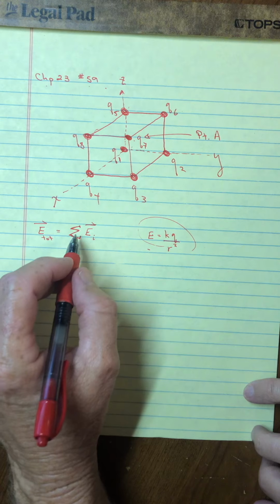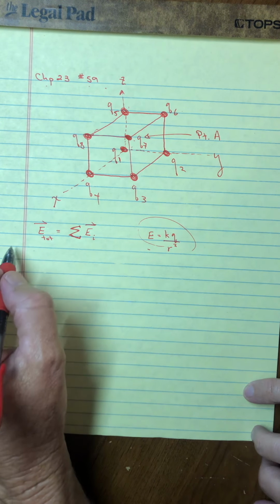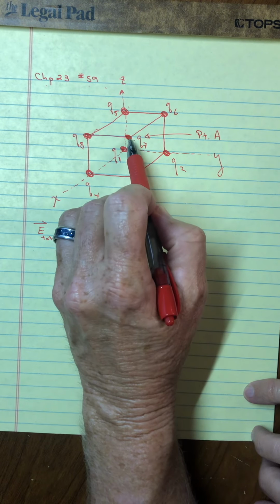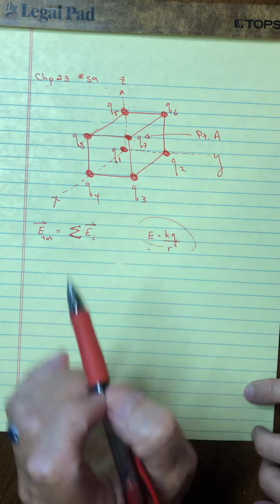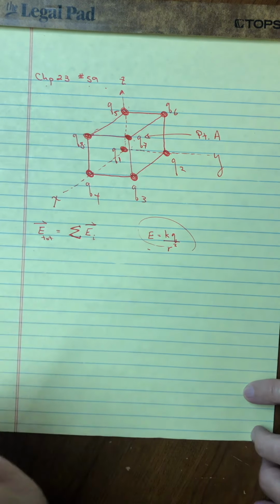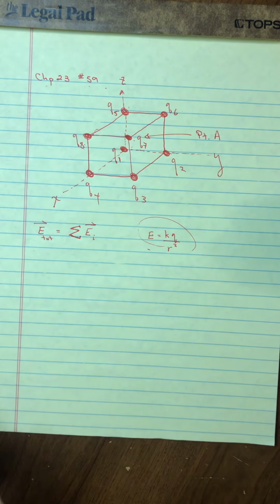And so what we would want to do is to figure out the total electric field at charge number 7, and it would come from the other charges. The charges 1, 2, 3, 4, 5, and 6, and then 8 would all make an electric field at point 7 or point A, and that's how we would get the total electric field.